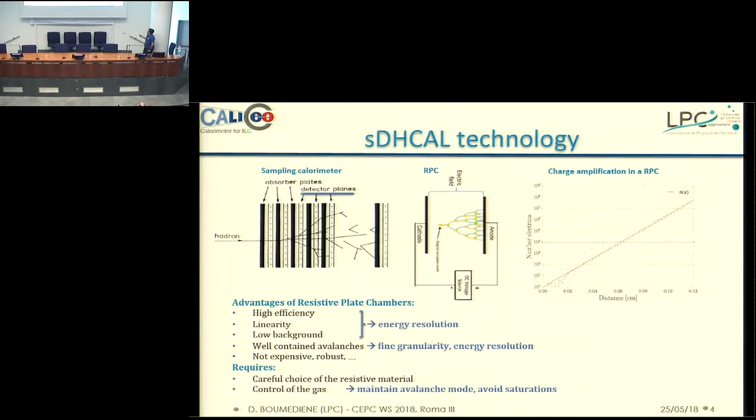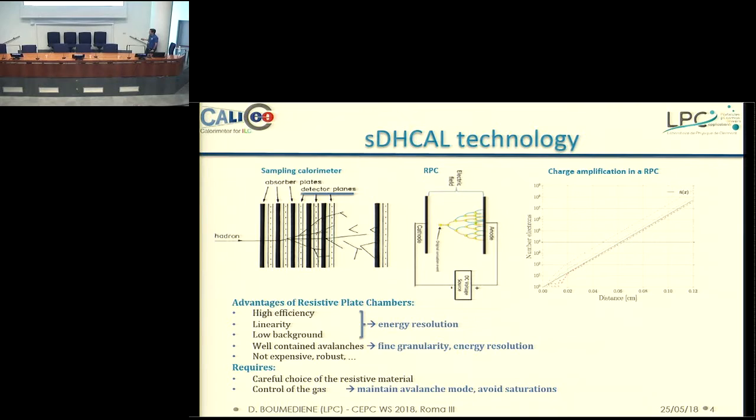So you have here an illustration of the amplification of an RPC, number of electrons versus distance. So this illustrates that this is an efficient detector. So you end up with a macroscopic signal starting from a few electrons with a reasonable background. It is linear. So when you have several particles crossing the RPC, you have a signal that is proportional. The avalanches are also well contained. So if you are capable to segment the way you collect the charges, you can have a segmented calorimeter. And it is an inexpensive and robust detector.